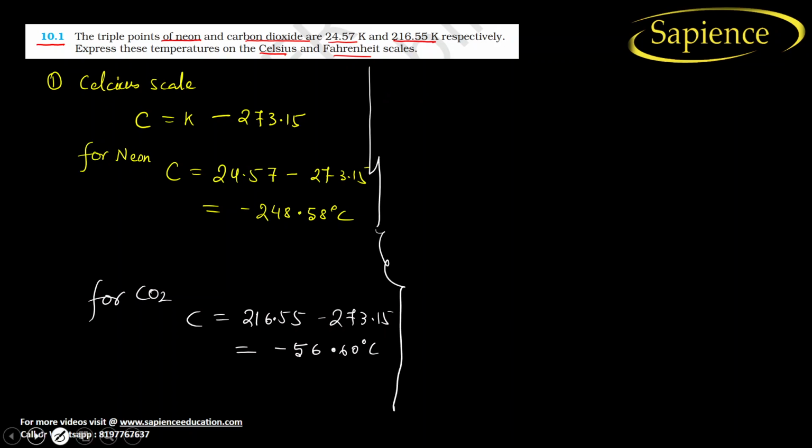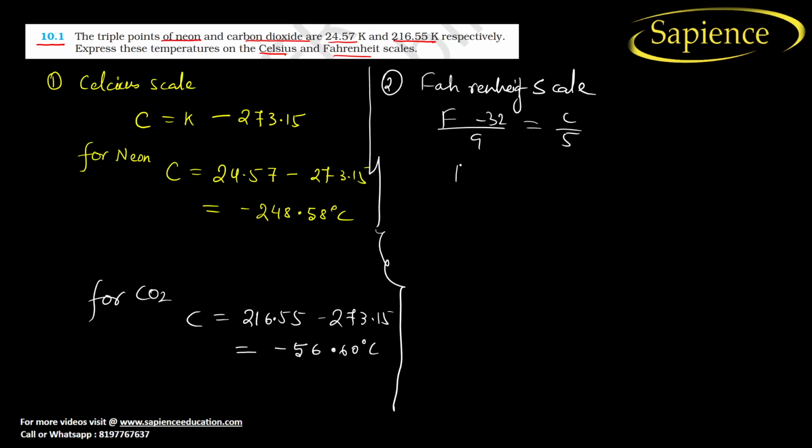Okay, now let us work in the degrees Fahrenheit scale. So the relationship between Fahrenheit and degree Celsius: (F minus 32) by 9 is equal to C by 5. So from here we get F equals 9 by 5 C plus 32.